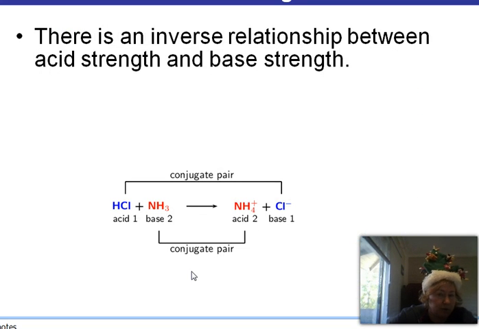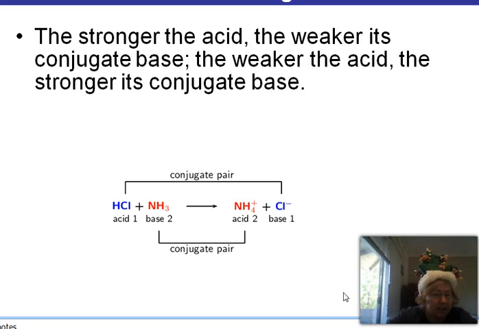There's an inverse relationship between acid strength and base strength. So here's your really strong hydrochloric acid. Its conjugate pair is chloride. If it's a strong acid, then its conjugate base is weak. The stronger the acid, the weaker its conjugate base.